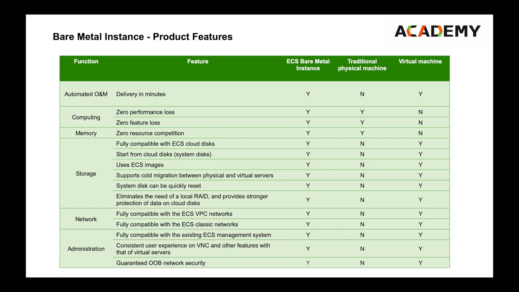This table here just summarizes some of the advantages of the bare metal instance. Essentially, you get the advantages of a traditional physical machine plus a lot of the advantages of a virtual machine. So it takes these two sets of advantages, physical machine and virtual machine, and combines some of them.